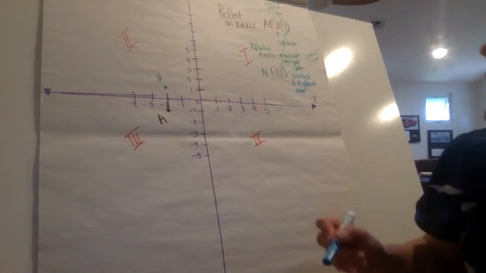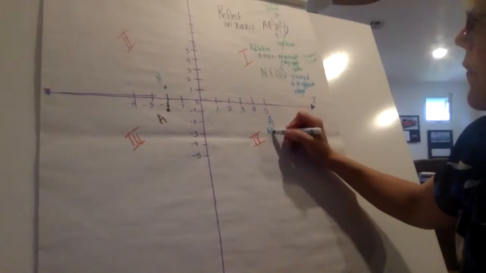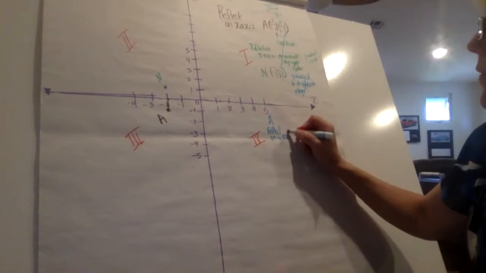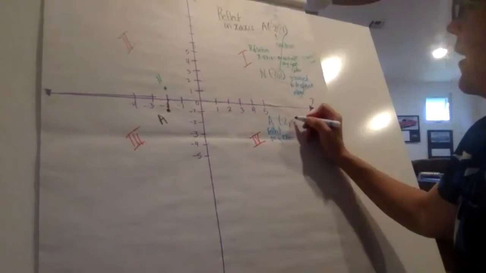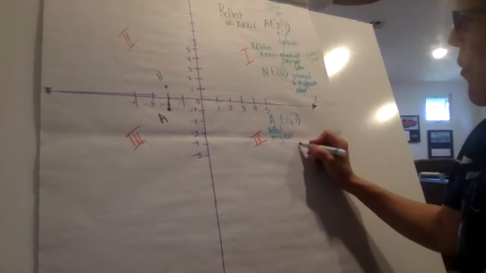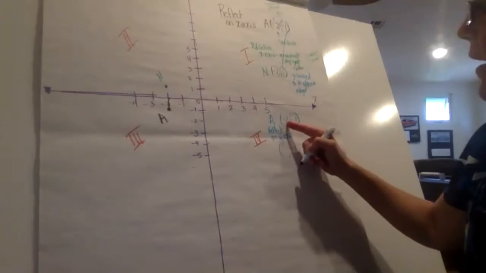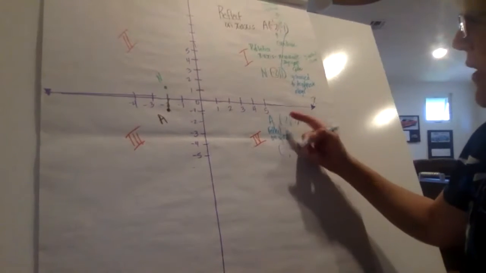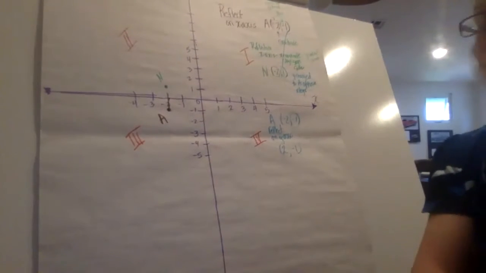So let's see if I do reflect A. Let's see if my rule of thumb works on the y-axis. So point A is -2, -1. I'm reflecting it on the y-axis. My new point will have the same y, and my x-coordinate should change. The opposite of -2 is +2. So it should change to be this point.